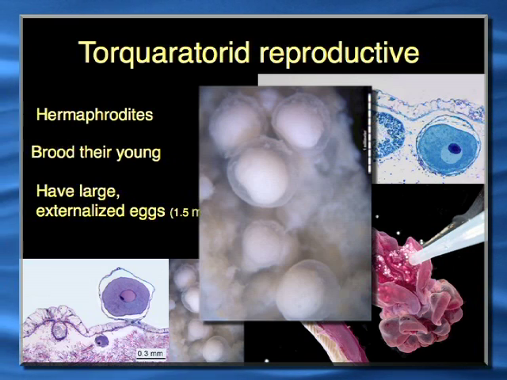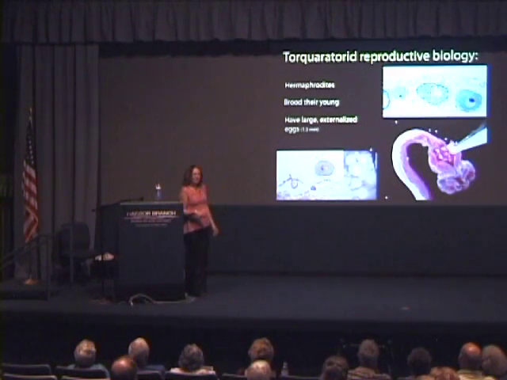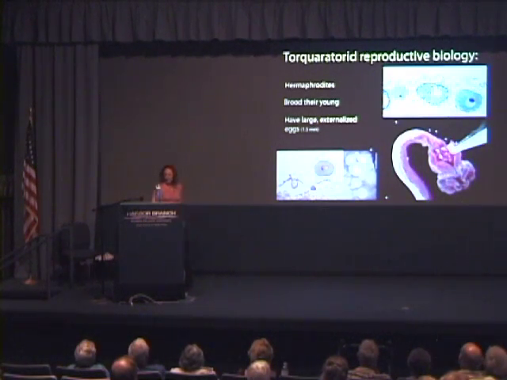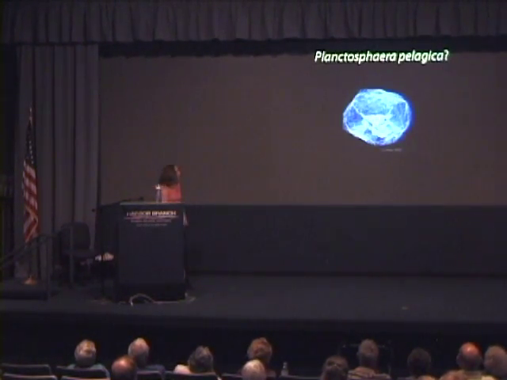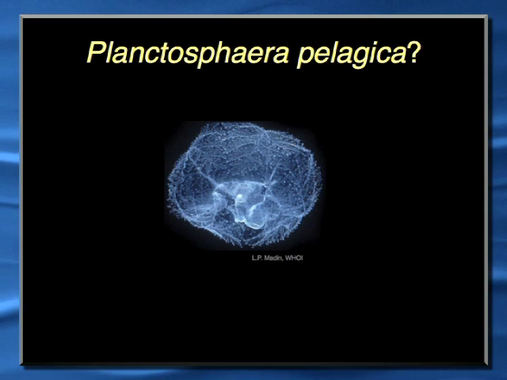Cephalopods have some gigantic 4-centimeter eggs. But as far as other than cephalopods, these are gigantic eggs. So what's going on with them? Very strange. Are those gigantic eggs leading to Planctosphaera larvae?